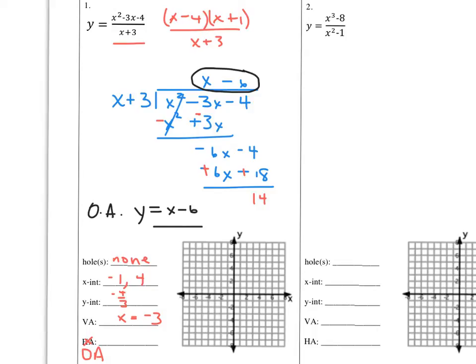If I graph my vertical asymptote at x equal to -3, I get the following situation. If I graph my oblique or slant asymptote at y equal to x minus 6, I've got the following situation. Remember that it has a slope of 1 and a y-intercept of -6. Next, I am going to graph my x-intercepts. So I've got an x-intercept at -1. I've got an x-intercept at 4. I also have a y-intercept at -4/3.